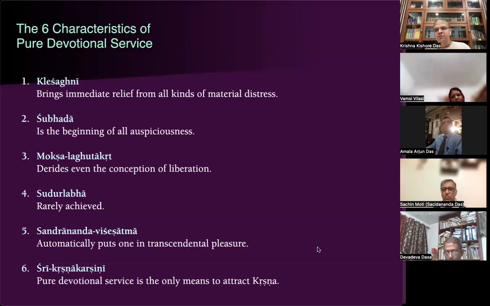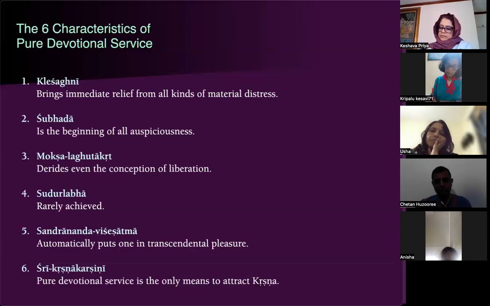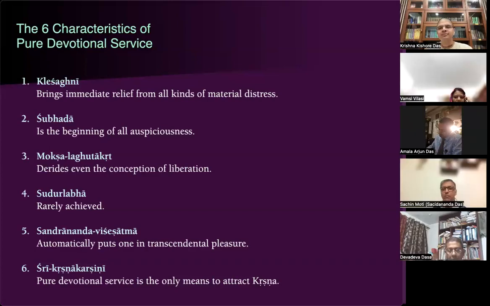And sixth is, this devotional service is so powerful. The first five symptoms are what the devotee gets. But the sixth one is related to Krishna. Sri Krishna Akarshani. Akarshana means to attract. Devotional service is so powerful that it pulls Krishna towards the devotee. It's such a powerful process.